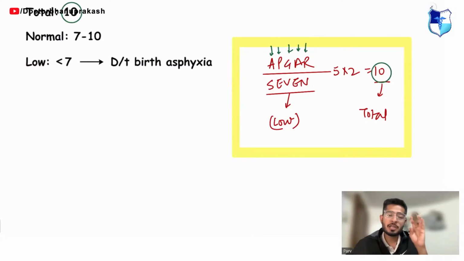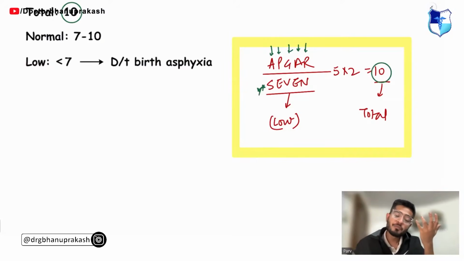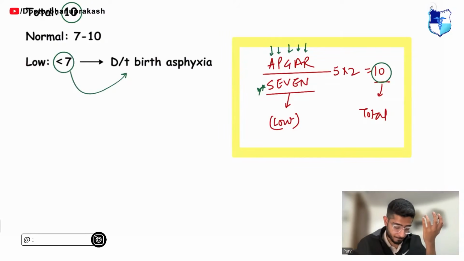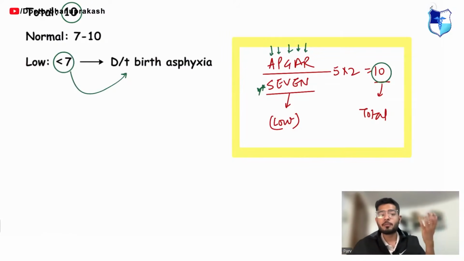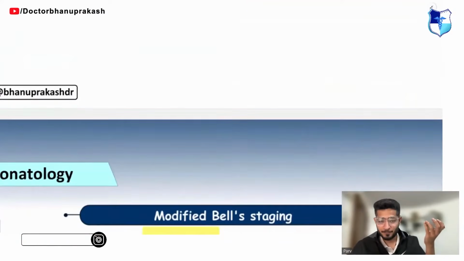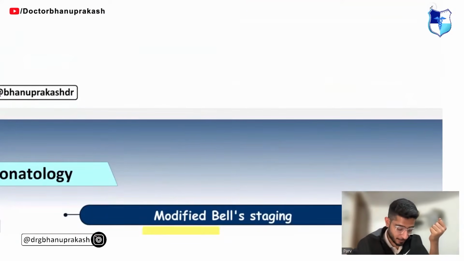APGAR has 5 letters, and SEVEN has 5 letters. So 7 is also going to have 5 letters. A score less than 7 is considered to be low, and the reason is going to be birth asphyxia. Normal is between 7 to 10.